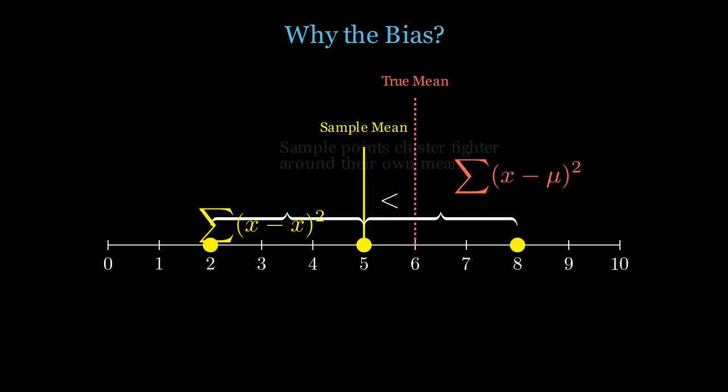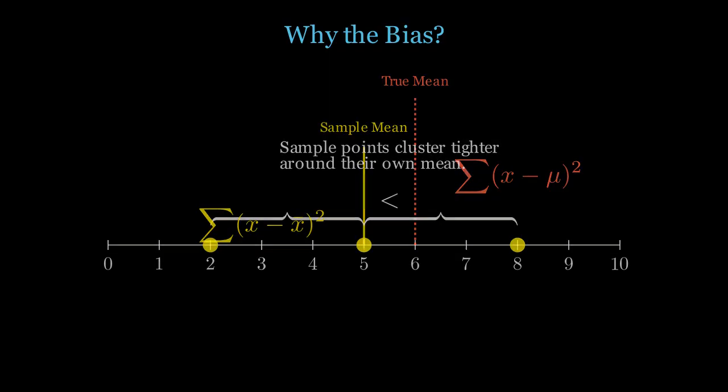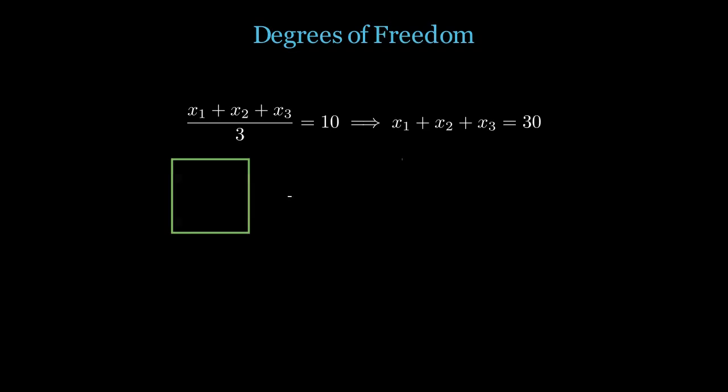Think of it this way. The sample mean is calculated from the sample itself. Because of this, the sample data points will naturally be closer to their own mean than they would be to a population mean they don't even know exists. Dividing by n fails to account for this lost variability.